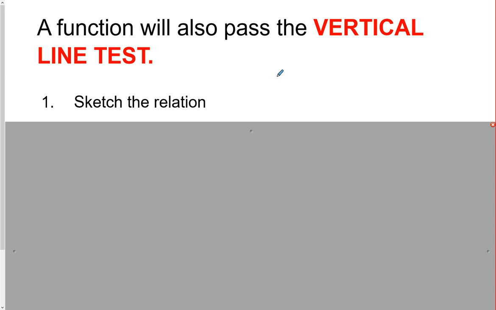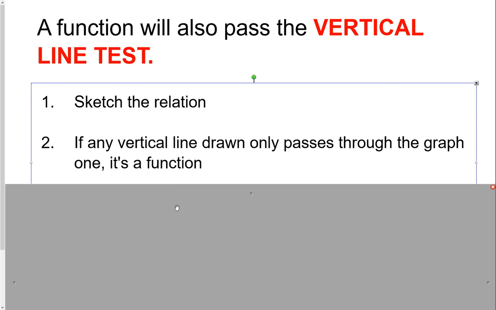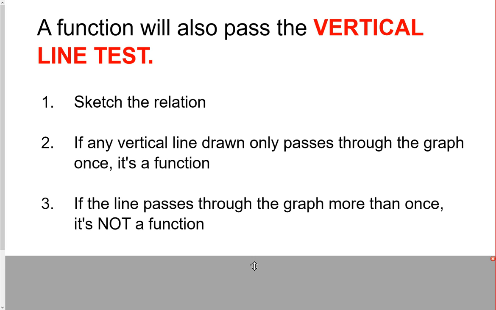So here's the vertical line test. First, we got to sketch the thing, the relation. We don't know if it's a function or not, so we're just going to call it the general term, the relation first. We sketch it. And then we take a vertical line. If any vertical line drawn only passes through the graph once, I should say once, I wrote 1, let's add a C in there. Once, then it's a function. And if it passes through it more than once, then it's not a function.